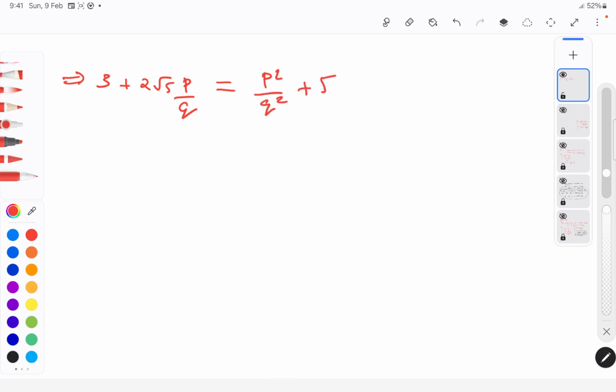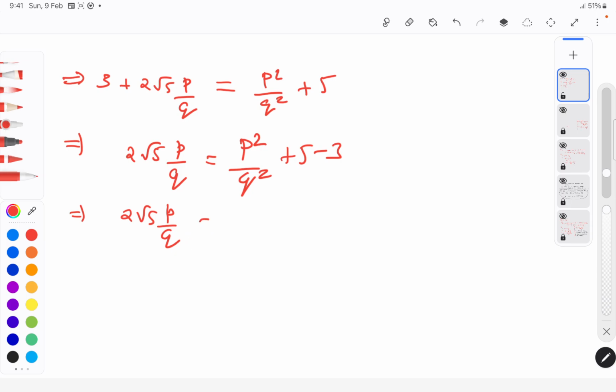Now what you will be doing after doing this much work, this 3 will go there: 2 root 5 P by Q equals P square by Q square plus 5 minus 3. This you can do in the last step also. Right, at a time we can do 2 root 5 P by Q you can bring to the left side, 3 you can send to the right side. But as we are changing the slide, I have done one more step here. You can do both together. Now, 2 root 5 P by Q, here P square by Q square, 5 minus 3 will be 2. Right.